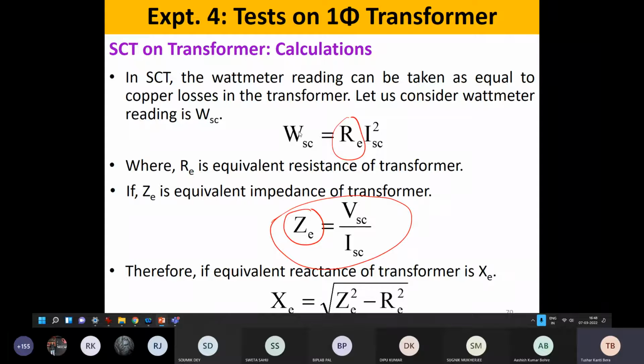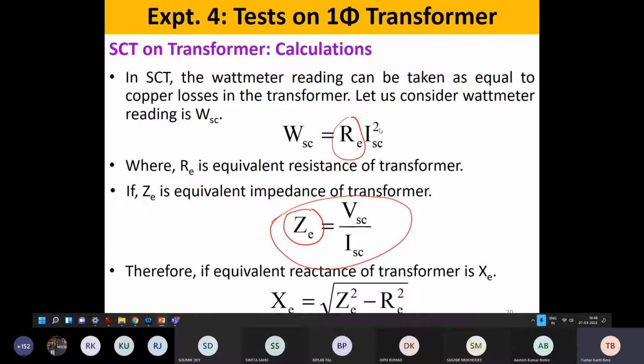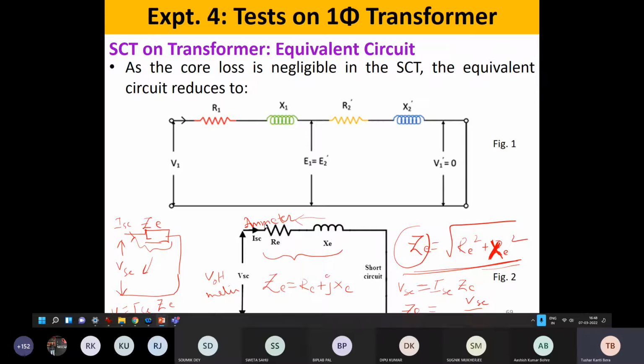If you go through the manual also, you will find the same equation, because here we can see that WSC is equal to R equivalent, that is the equivalent resistance of the transformer at the short circuit condition, and that is nothing but one resistor and one inductor in series. So if we give the voltage VSC and if we measure the power WSC and if we measure the current ISC, then you can get the power is nothing but R equivalent into short circuit current square, and from there R equivalent will be obtained, and Z equivalent will be obtained as Z equivalent means R equivalent and jX equivalent.